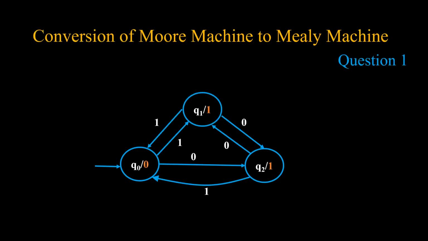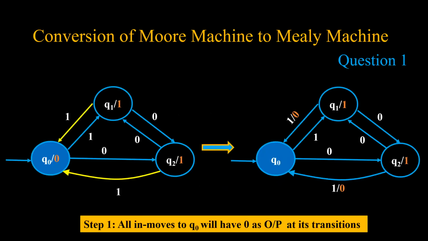Now, say for example, we have three states Q0, Q1 and Q2. First step will be that we will take into consideration all the in moves to Q0, that is, we have two moves over here, Q1 to Q0 on 1 and Q2 to Q0 on 1. Now, since Q0 has 0 as output in its state, both transitions which are coming towards Q0 will have 0 as their output. We will convert by adding output at the transition of 0, because we had Q0 slash 0.